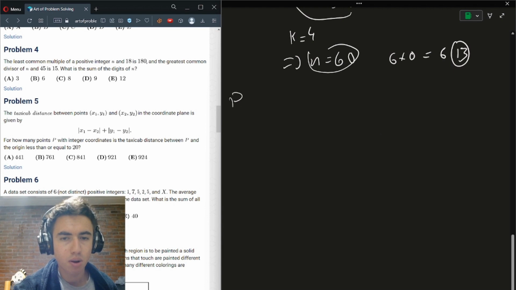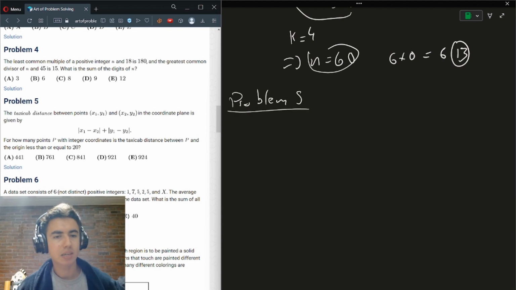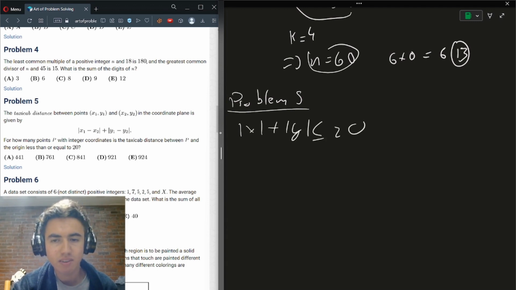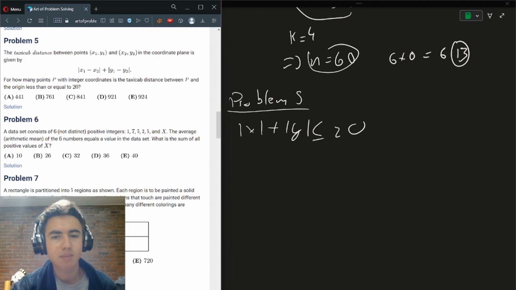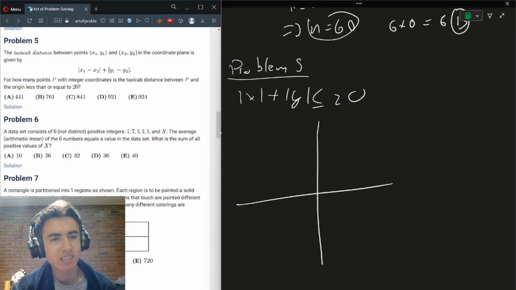Onward to problem 5, we see that we are given some sort of formula of distance. We want to know how many points are within that distance from the origin. Basically, we want all points that have x plus y less than or equal to 20, right? I think for these types of problems, it's best to think about it visually. So let's draw a big coordinate grid and draw what all the points look like that have distance less than 20. Well, first, what are the ones of distance 0?